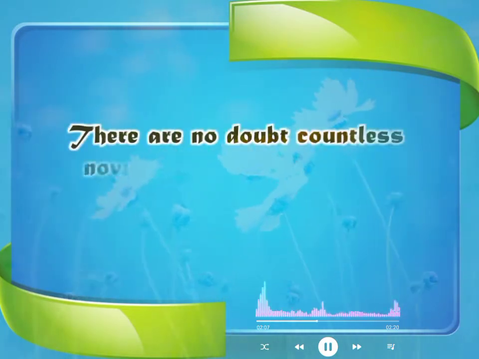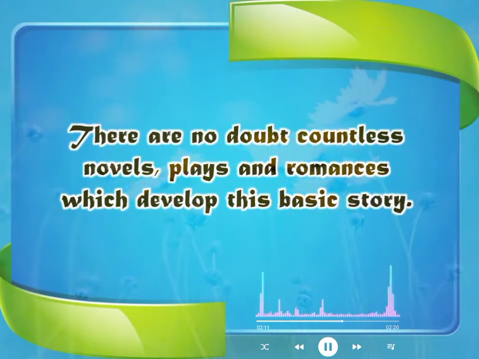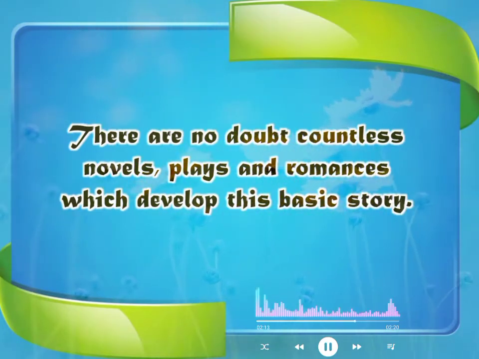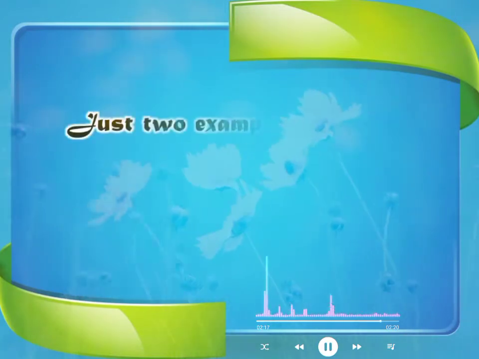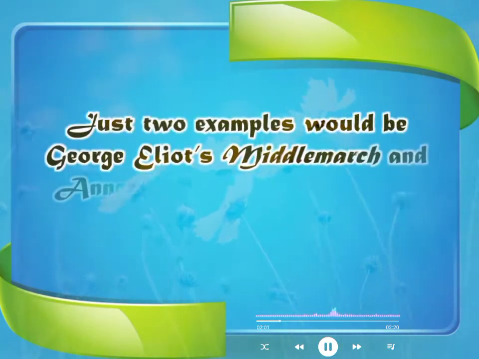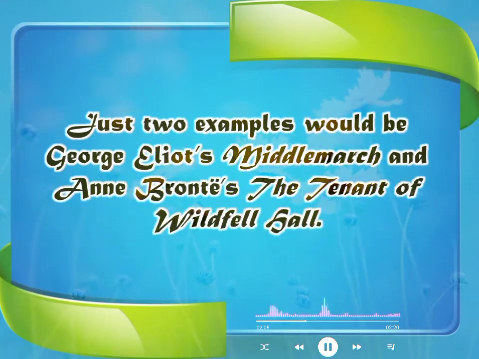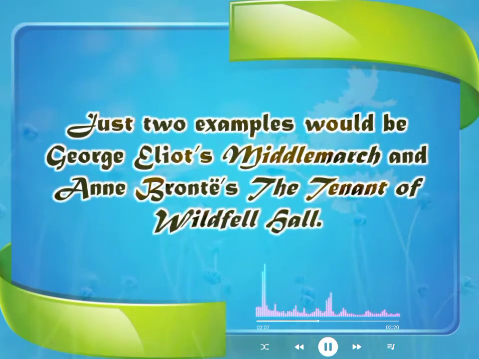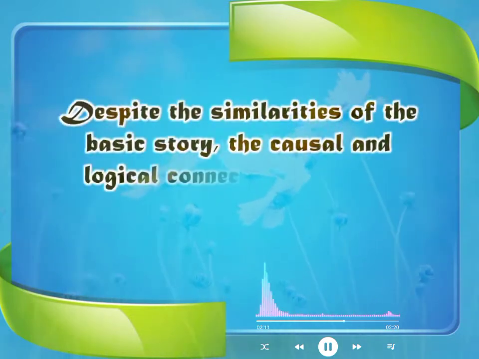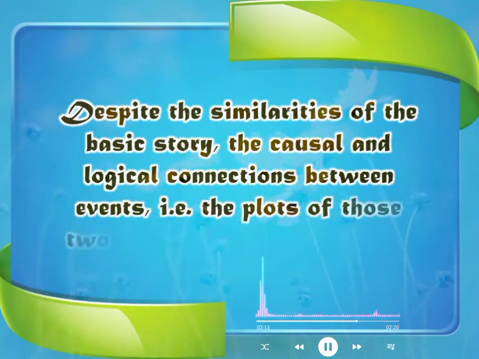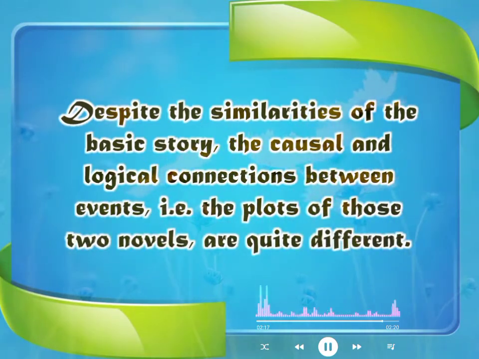There are no doubt countless novels, plays and romances which develop this basic story. Just 2 examples would be George Eliot's Middlemarch, and Anne Bronte's The Tenant of Wildfell Hall. Despite the similarities of the basic story, the causal and logical connections between events, that is, the plots of those 2 novels, are quite different.